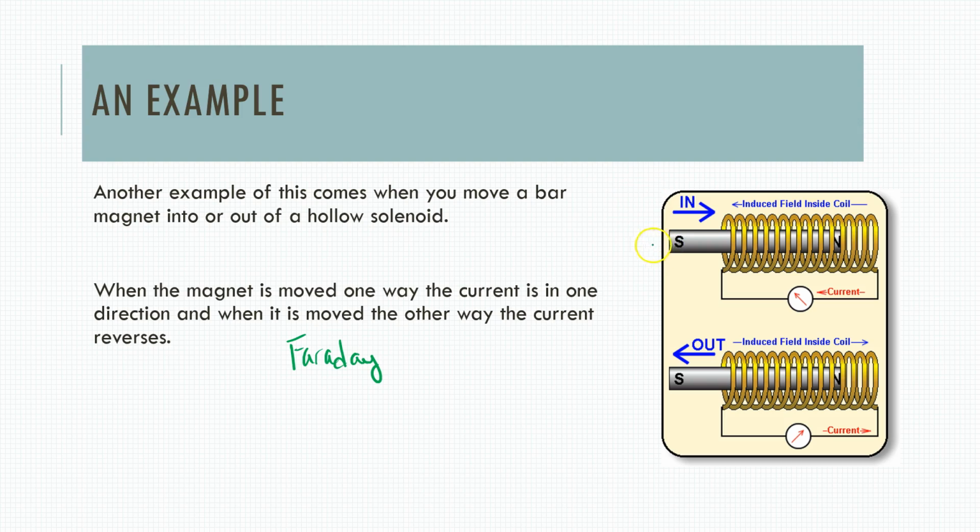So if we take this magnet and push it inside of this coil, we get a current. In this particular case, it heads to the left. And if we pull the bar magnet back out, we still create a current, but this time the current goes to the right. So we can change the direction of the magnetic field by moving the current, or we can change the direction of the current by moving the magnetic field.